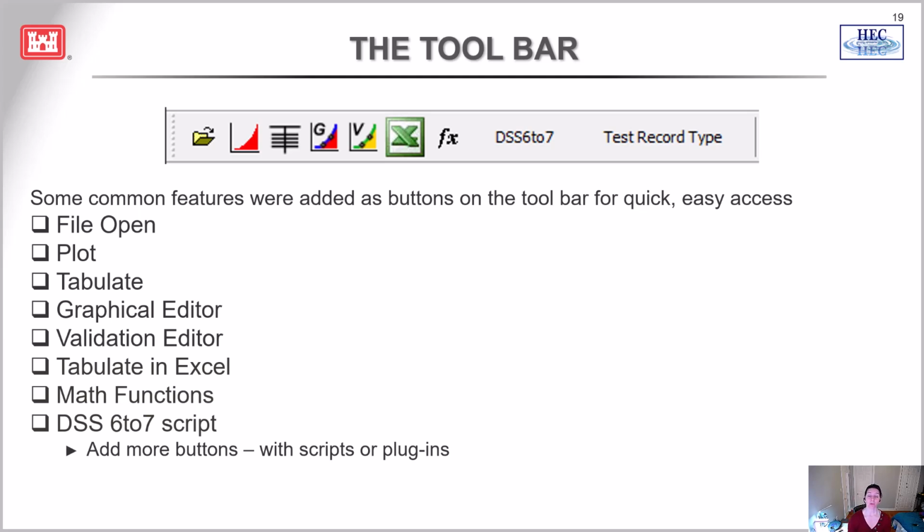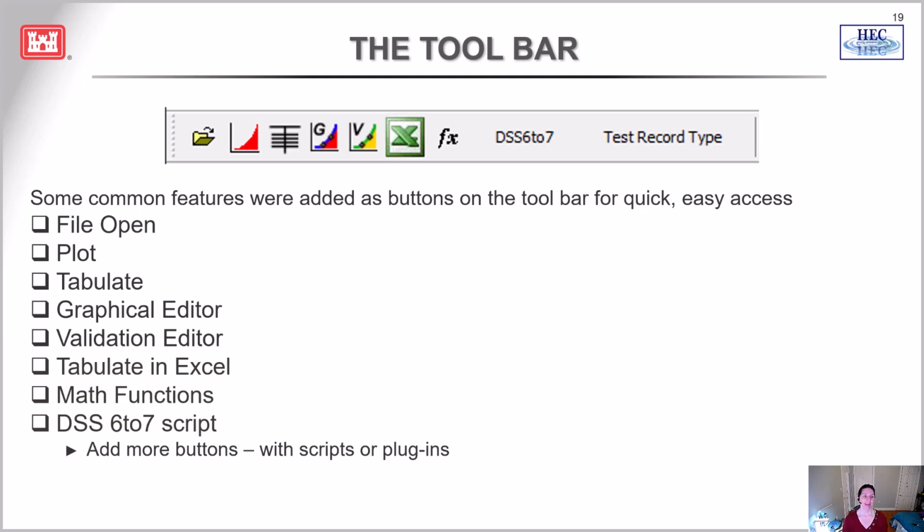So you also have the graphic editor and the validation editor. Again, after this presentation, I'm going to do a short demo so you'll see what all of these look like when they are open. And then finally, you have the tabulate in Excel, which will just pop it open in Excel and show everything there. That lovely little FX, just like in Excel, it's your math functions. So that identifies, if you click on that, it'll open up your math functions option.